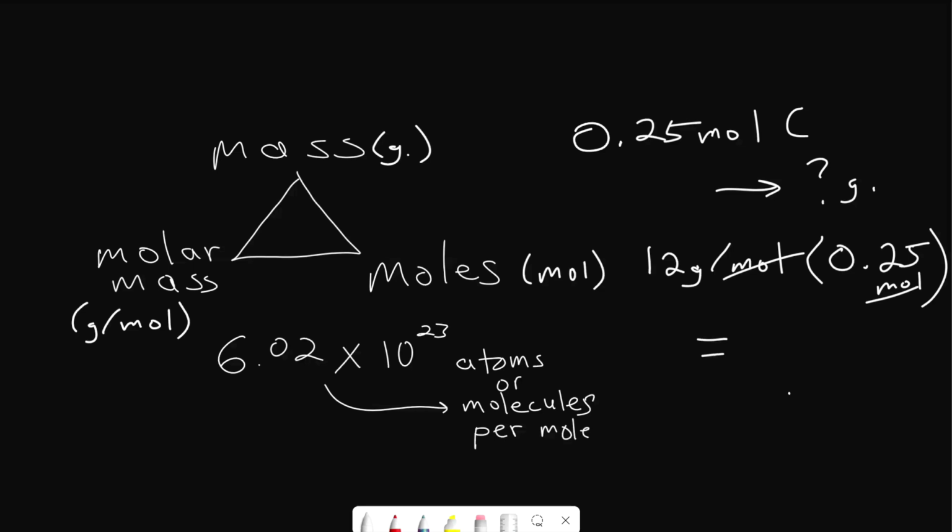Now, when you're doing the MCAT, you don't have a calculator, so it's good to get used to changing between common decimals and fractions, and 0.25 is the same thing as 1/4. So I'm essentially going to be taking 12 and multiplying by 1/4, which is the same thing as taking 12 and dividing by 4, which is going to give us 3 grams. So 0.25 moles of carbon, knowing that it's 12 grams per mole, is going to give us 3 grams.